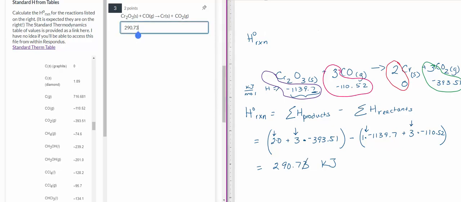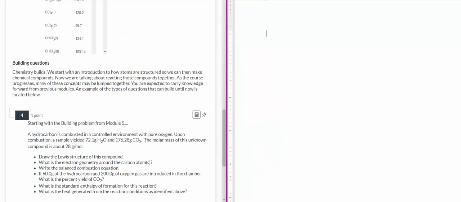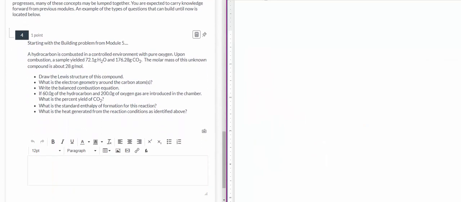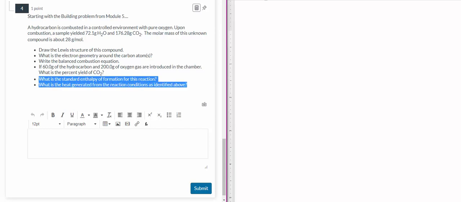So if you only represent it like that, that's okay with me. Then we have the building questions. What I'm doing is trying to prepare you for the final exam as we move forward. So we start with the problem that we had in Module 5, and what we're adding is the standard enthalpy of formation of the reaction and the heat generated from the reaction conditions as identified above.